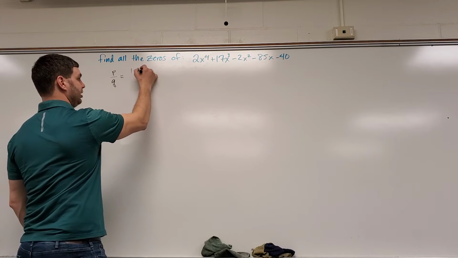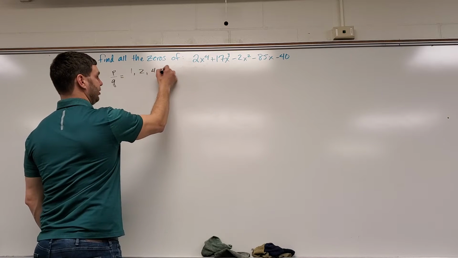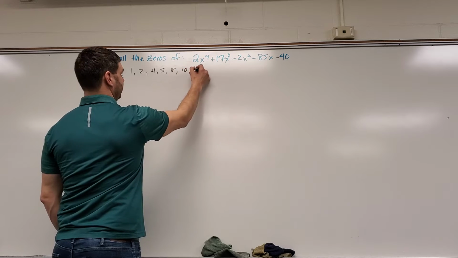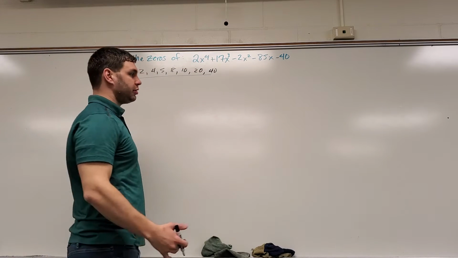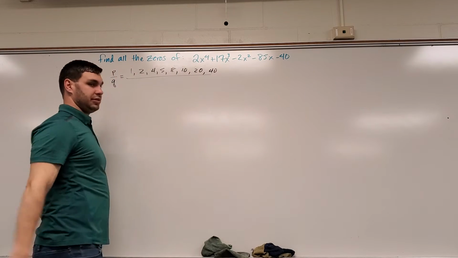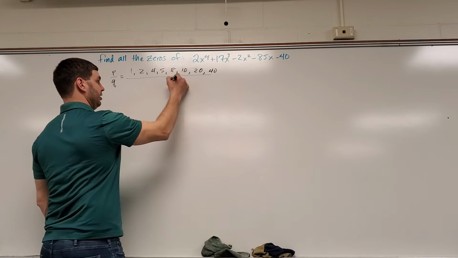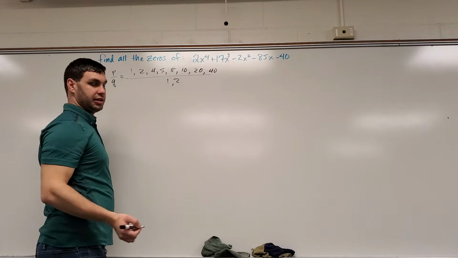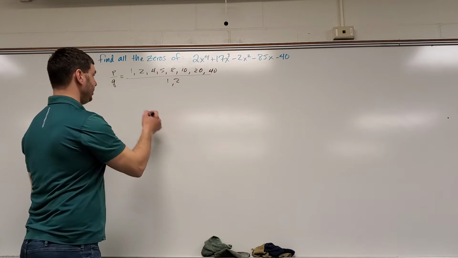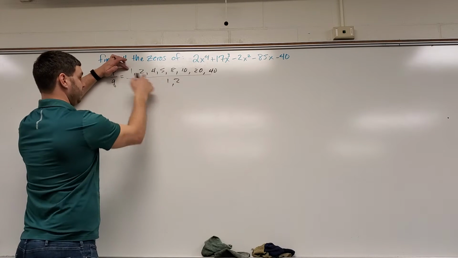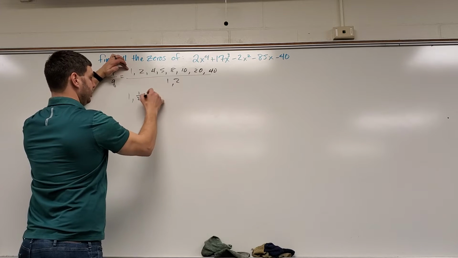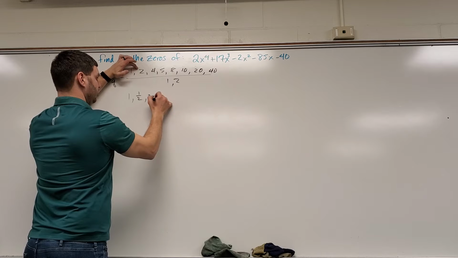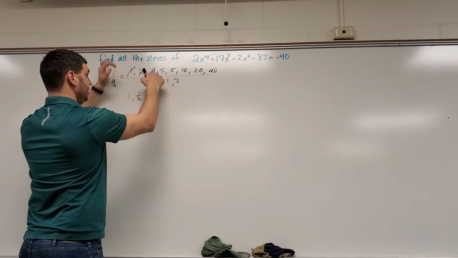So that's going to be what? 1, 2, 4, 5, 8, 10, 20, 40. Over all my q's, which are going to be factors of the leading coefficient. In this case, just 1 and 2. 1 and 2 are factors of 2. So the possibilities here, if I just go through my list exhaustively, 1 over 1 is 1, 1 over 2 is 1/2, 2 over 1 is 2, 2 over 2 is 1, I already have that, so those are done.